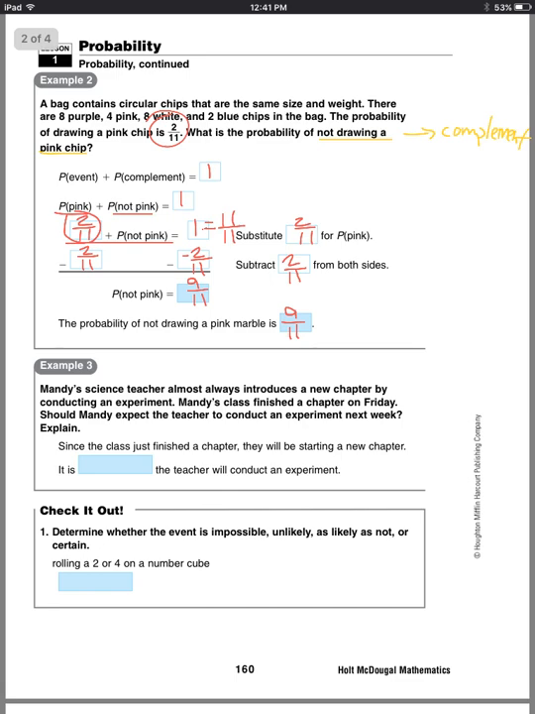Mandy's science teacher almost always introduces a new chapter by conducting an experiment. Mandy's class finished a chapter on Friday. Should Mandy expect the teacher to conduct an experiment next week? Explain. Since the class just finished a chapter, they will be starting a new chapter. It is likely that the teacher will conduct an experiment. The reason it's likely and not certain is because it says almost always. That word almost tells us that it's not 100% going to happen, but it is likely that it will happen.